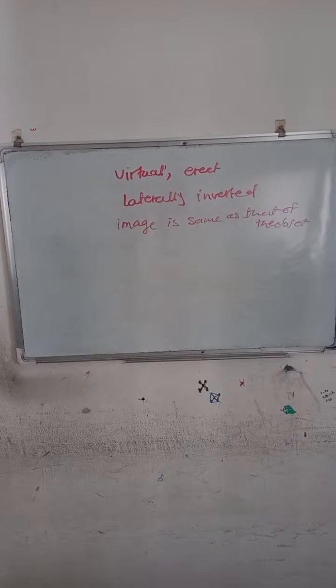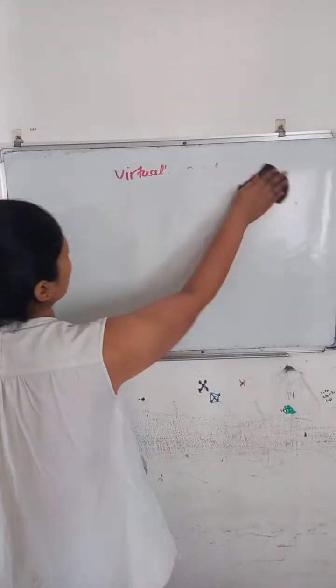Okay, write down the next question. The radius of curvature of a spherical mirror is 20 centimeter. Find its focal length.